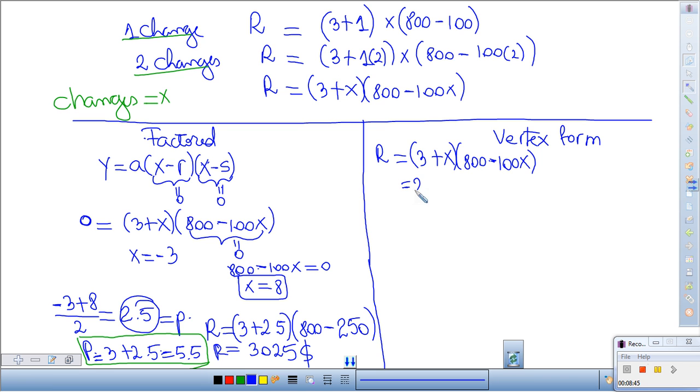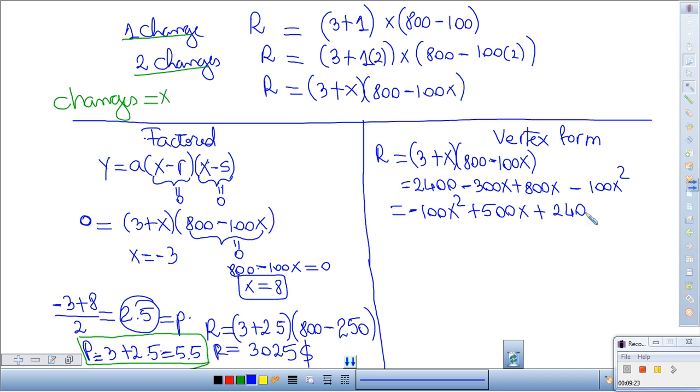So 3 times 800 is 2400, minus 300x, plus 800x, minus 100x squared. So I will rearrange the equation from the highest power to the lowest power. So negative 100x squared. Negative 300 plus 800 gives me positive 500x plus 2400. And now we are back to completing the square.